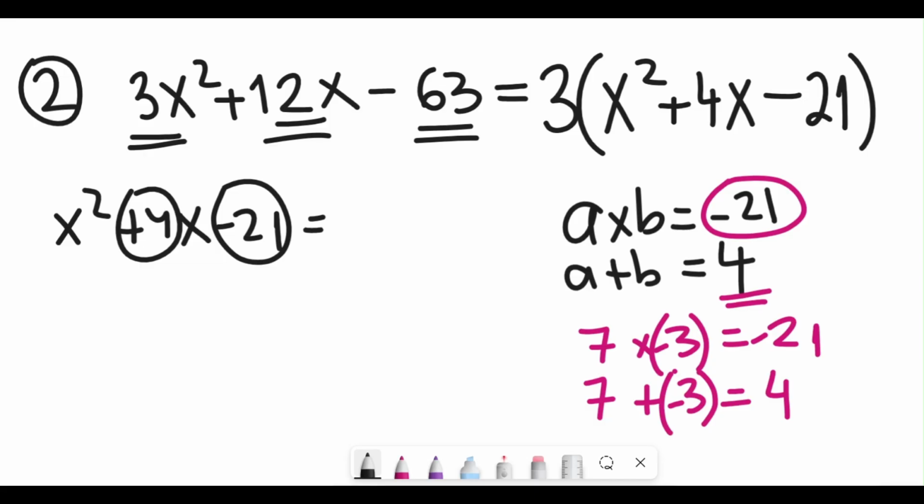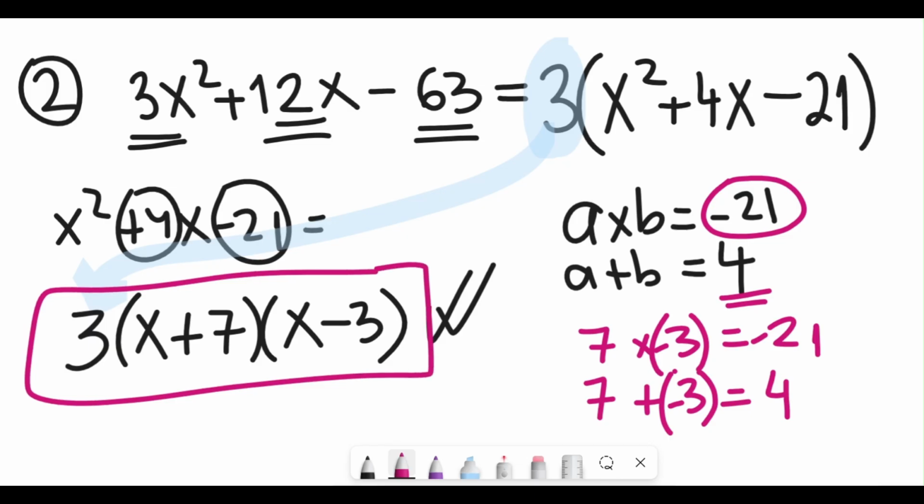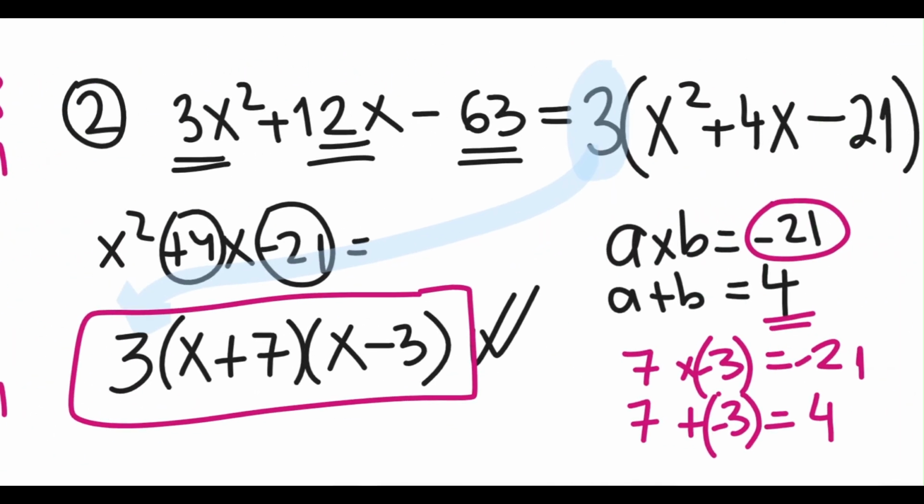You can say immediately (x + 7)(x − 3). Very important thing: you remember the 3 that we factored out in the beginning? Please write it down, so that we have the correct answer. So this is the final answer. If you want to do it by splitting the middle term, you can refer to the previous example.